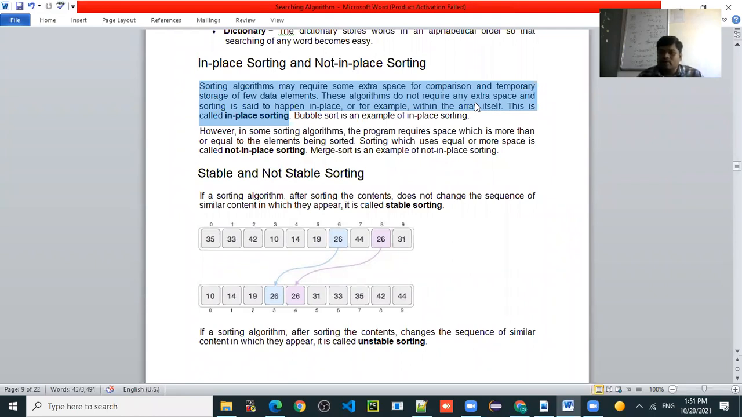So this kind of sorting algorithm is called in-place sorting. Bubble sort is an example of in-place sorting. Now, some sorting algorithms require space equal to or more than the elements being sorted, right? Some algorithms use extra space for comparison or storing purposes at the time of sorting. These are called not in-place sorting. Merge sort is an example of not in-place sorting, right?